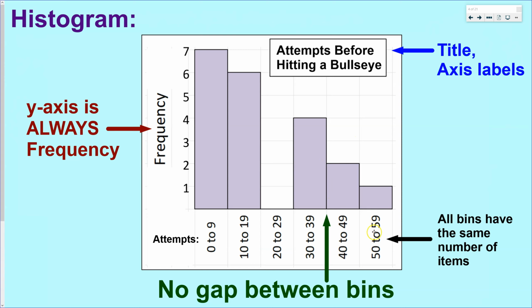The second thing that's very important is that all of the bins have to have the same number of items in there. So you can see that this bin, if we were talking about attempts, has exactly 10 items in it: 0, 1, 2, 3, 4, 5, 6, 7, 8, and 9. That's 10 items, even though if you did the subtraction, it would be 9 items. But there are 10 items here, there are 10 items here, there are 10 items here, and so on.